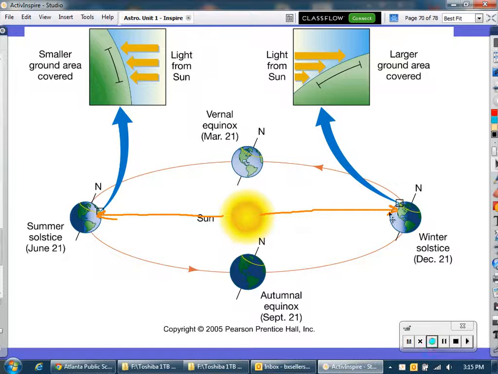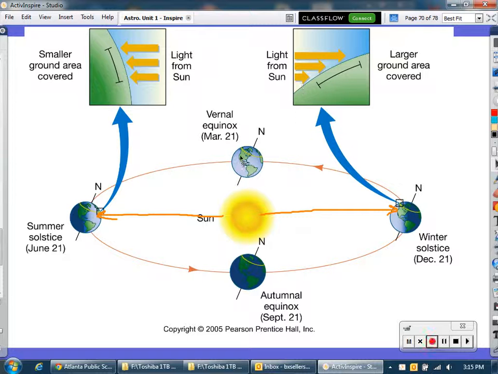Inversely, if you look at the winter solstice, that light is being spread out over a greater area. And as that same amount of light is being spread out over a greater area, not as much energy is being absorbed by the planet. So therefore it's colder. So the distance of the planet from the sun has nothing to do with the seasons. It has to do with the angle in which the sunlight hits.